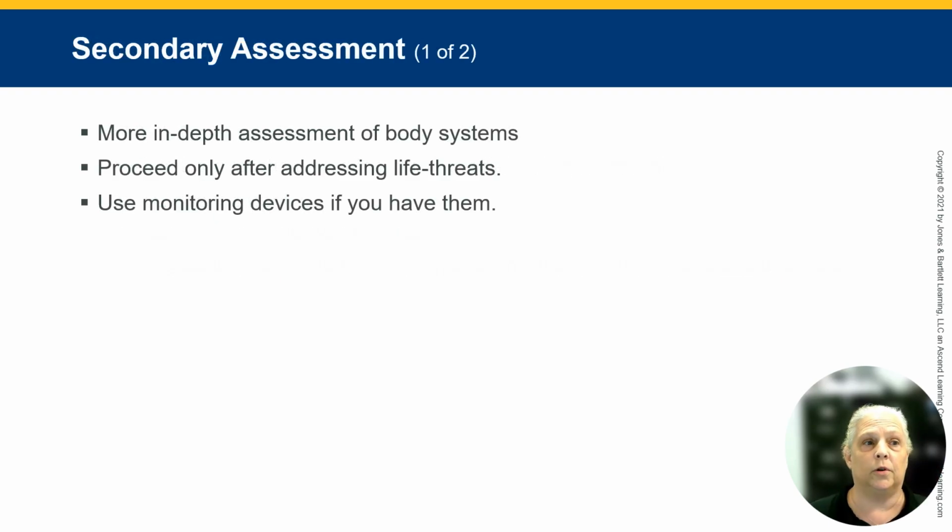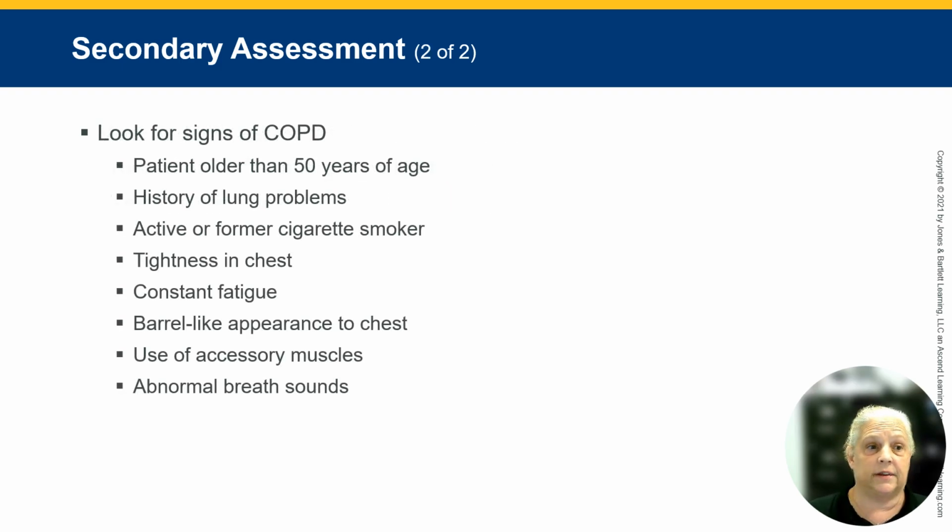I'm going to do a more in-depth assessment of my body systems on my secondary assessment. I only do that after I've done my life threats and have treated them all. Use my monitoring devices. Treat my patient, so not just my machines, right? So we're going to look for signs of COPD. Is my patient over 50 years old? Do they have a history of lung problems? Do they smoke, or are they smoking?